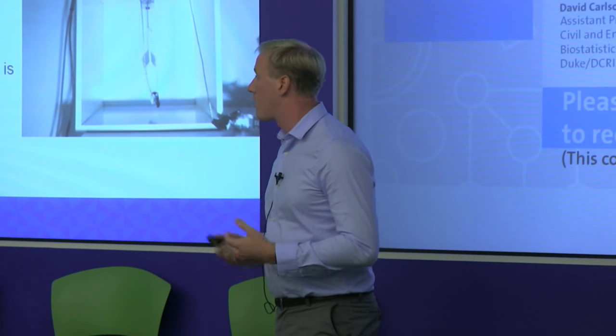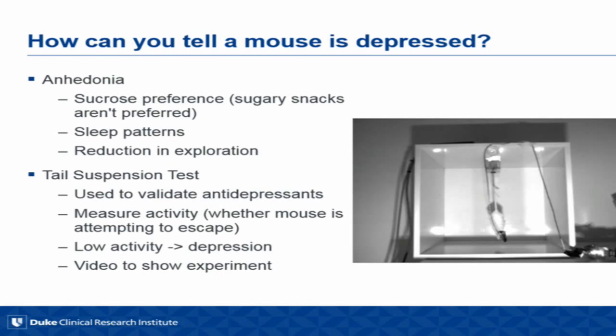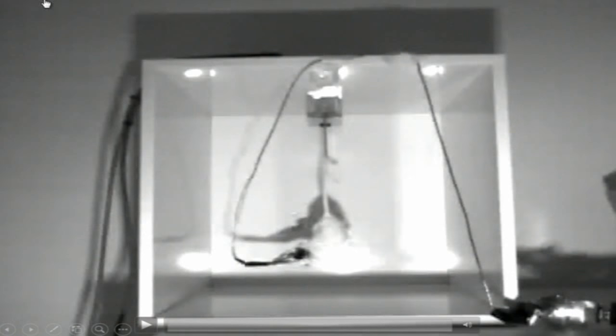But there's something called the tail suspension test. The tail suspension test is not a new test. It's actually been used to validate antidepressants historically. So a lot of the antidepressants now used on the market were originally shown to be effective in a rodent model via the tail suspension test. And it's a lot easier to see what's going on through just showing the video. So I apologize if this is disquieting to anyone that's currently eating.